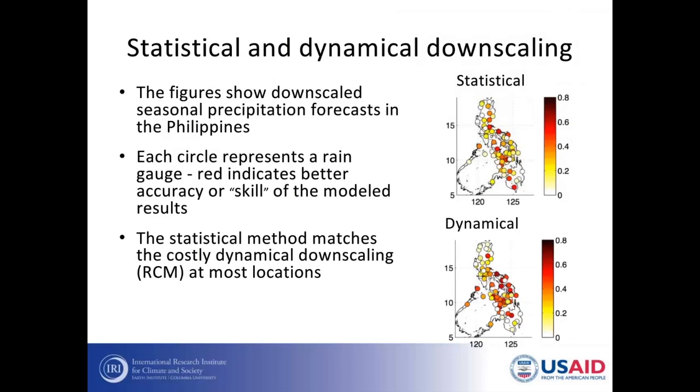Let's compare statistical and dynamical downscaling. The figures show the performance of downscaled seasonal precipitation forecasts made for the Philippines. Each of the circles represents a rain gauge, and red indicates better accuracy or skill of the seasonal forecasts. You can see just by comparing the colors that the statistical method matches the costly dynamical downscaling at most of the locations.